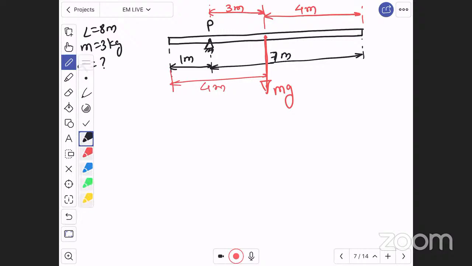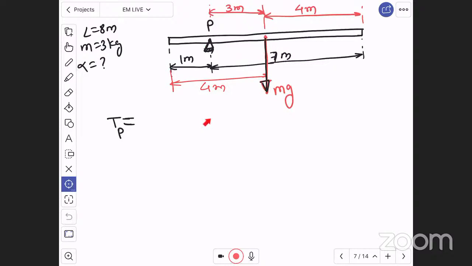Correct. Now, about P it is rotating. Therefore, torque about P is nothing but force into distance, right? Here the force is mg, into the distance between P and G. The distance between P and G is 3 meter, as you can see.